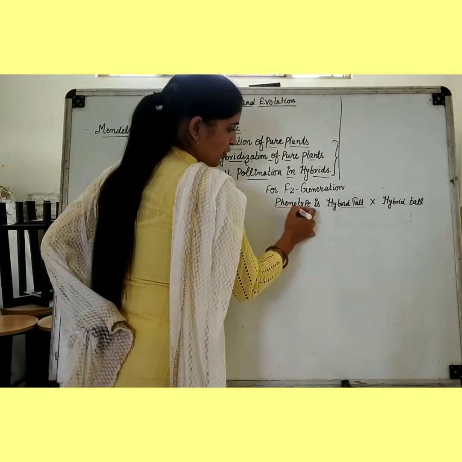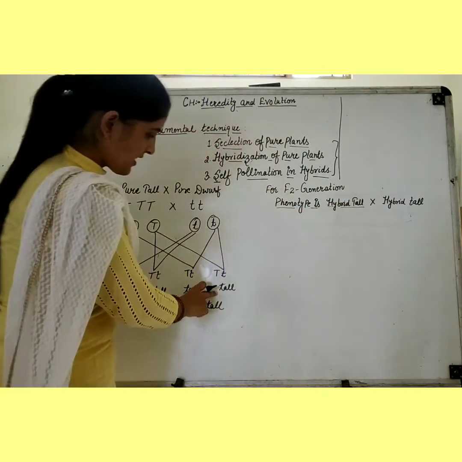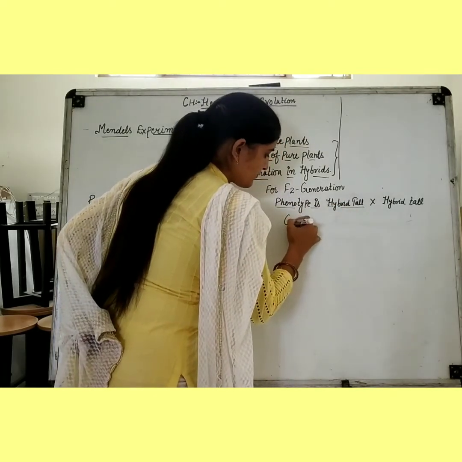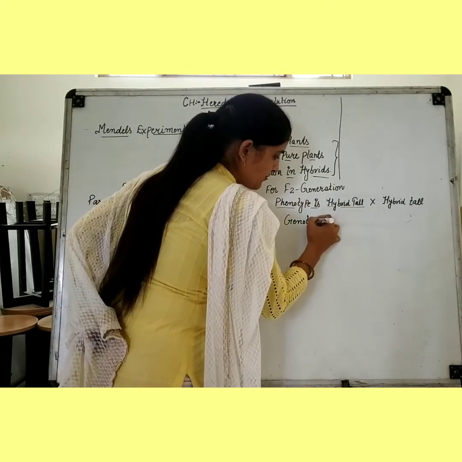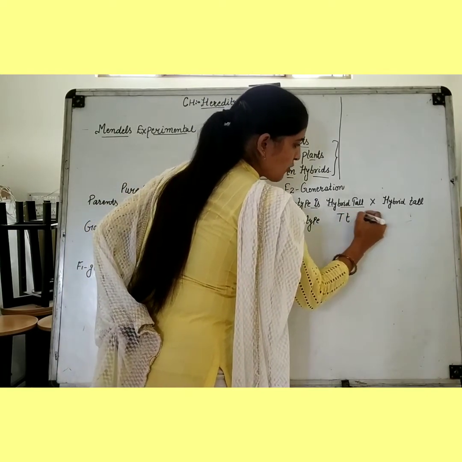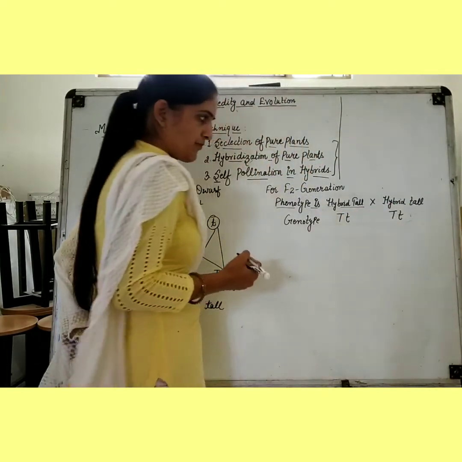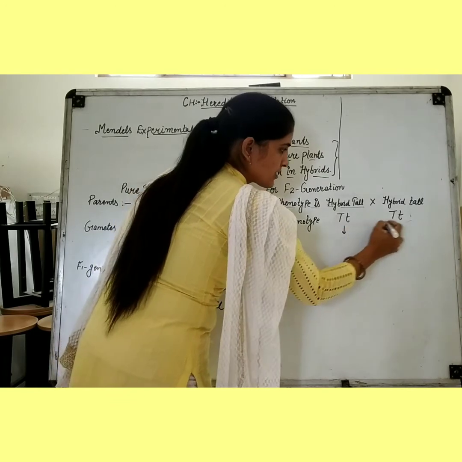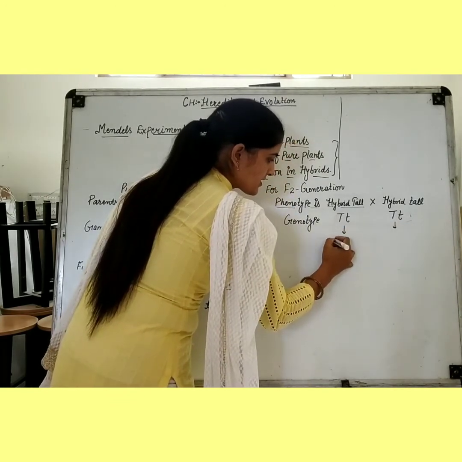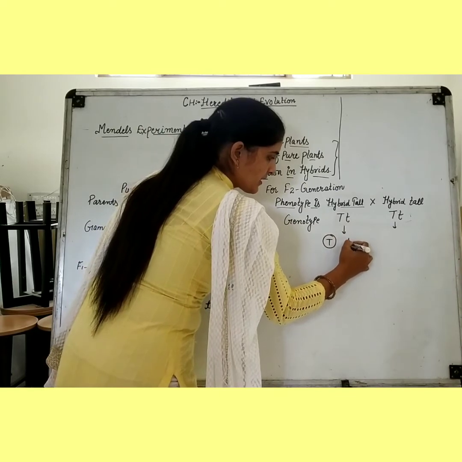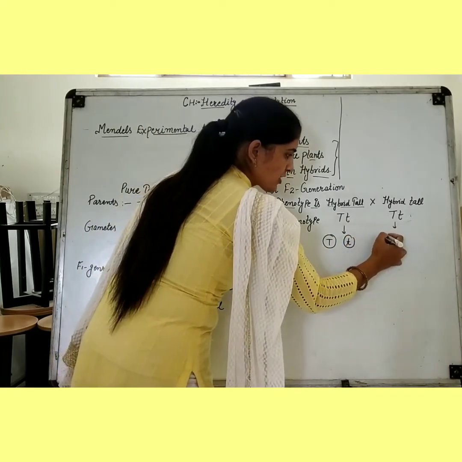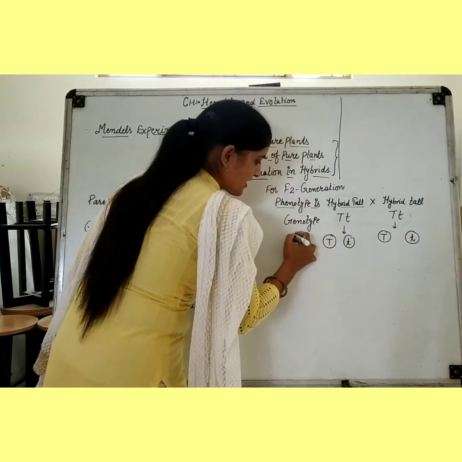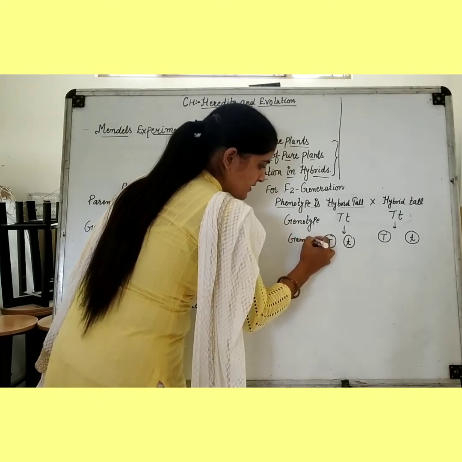Then the phenotype of these is hybrid tall. All are hybrid tall, and the genotype is capital T, small t. Capital T, small t. Okay? These are the genotype. Now, they also form the gametes. The gametes are: one is the capital T, the other one is the small t. Here also the gametes are: one is the capital T, the other one is the small t.